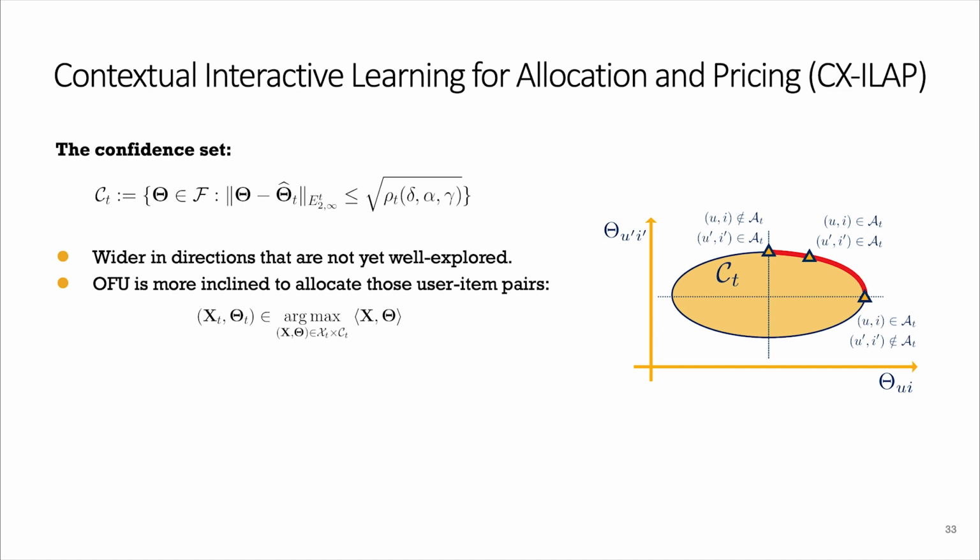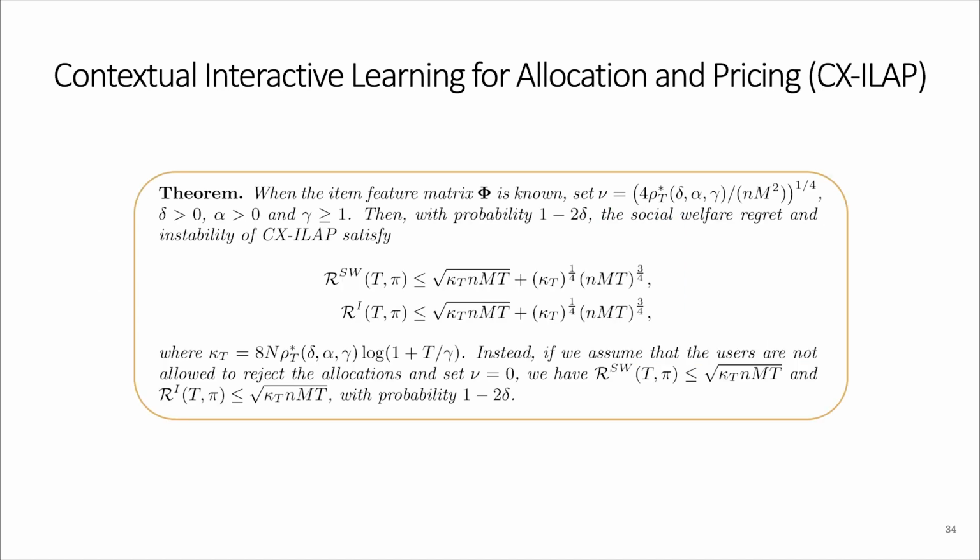One important thing to note here about the confidence set is that it is wider in directions that are not yet well explored because of the definition of the L2 comma infinity norm. So the OFU step is more inclined to allocate those user item pairs that are not yet well explored.